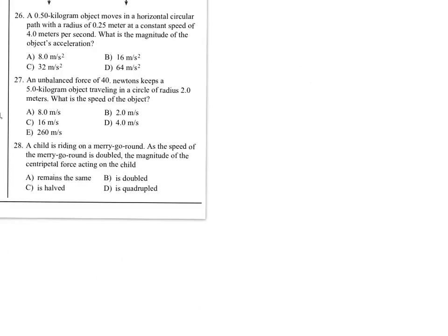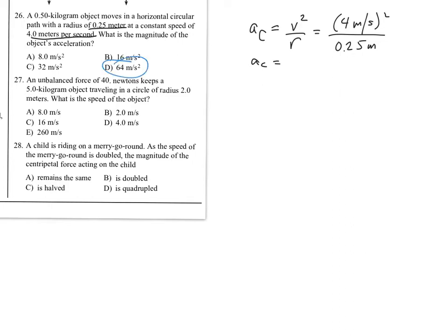Number 26 asks for the centripetal acceleration of the object. So if we look into our equations in the reference table, we get AC is equal to V squared over R. Our V is 4 meters per second. Our radius is 0.25. Plugging that all in, AC is equal to 64 meters per second squared. Choice D.